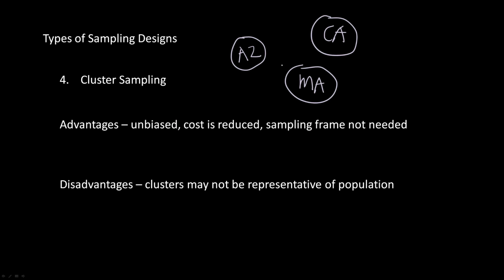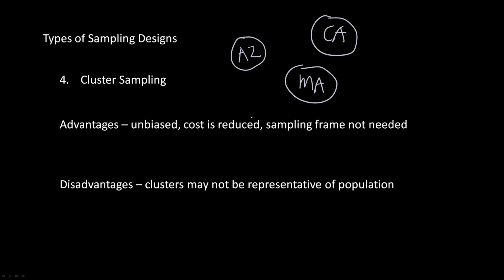So one example could be if you randomly select one of these cities and it suddenly becomes Arizona, you pick Arizona and you sample, for example, 10 people from Arizona for your sample. And one of the advantages of the cluster sample is that it's unbiased because you're randomly generating which city you want to take your sample from.